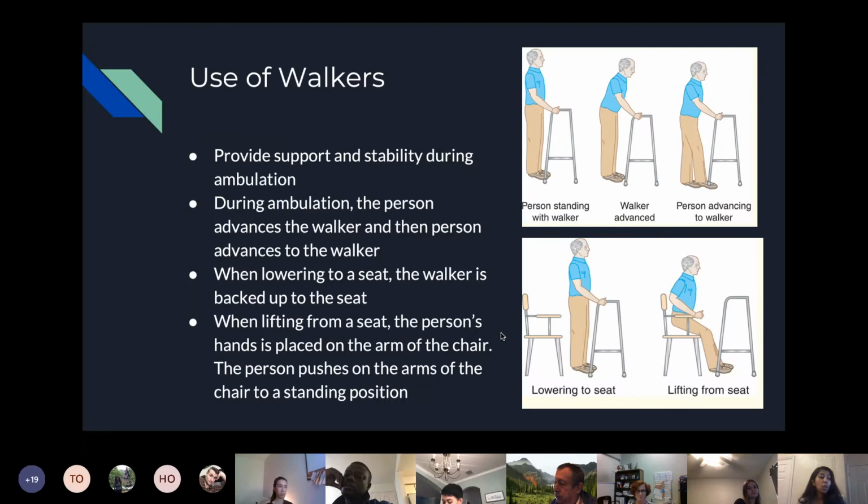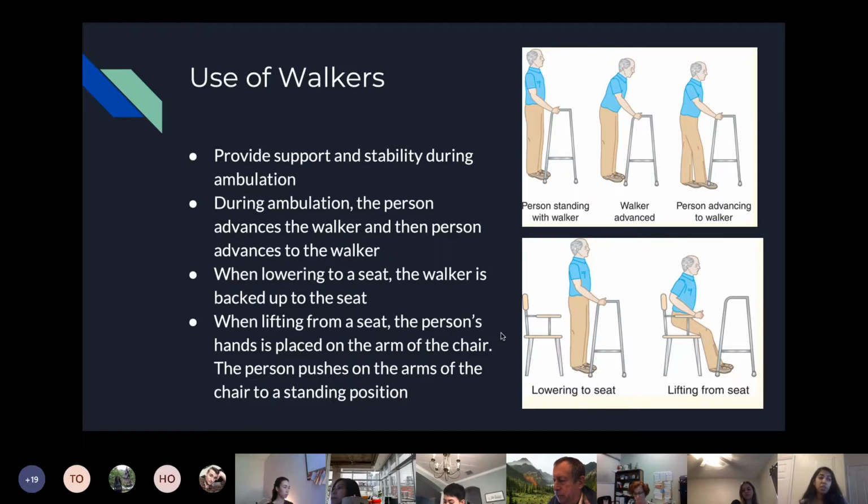Walkers. A variety of walkers can provide support and stability. Walkers are sized by the measurement from the patient's trochanter to the floor. As you can see on the top right, when using a walker for walking, the person should place his or her hands on the sides of the walker with the elbows slightly flexed. During ambulation, the person advances the walker, then steps forward.